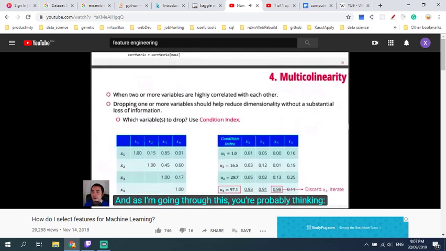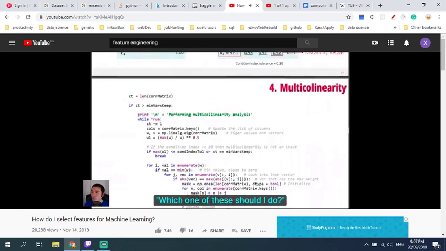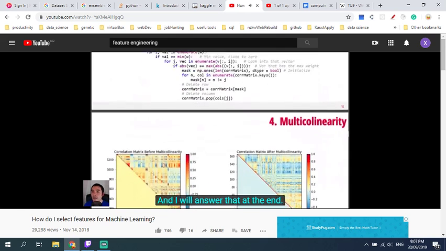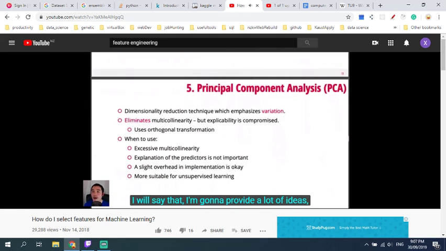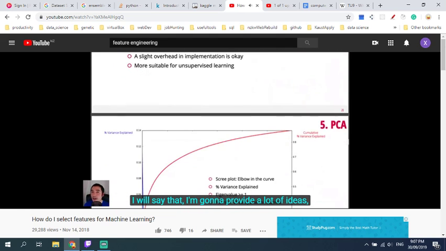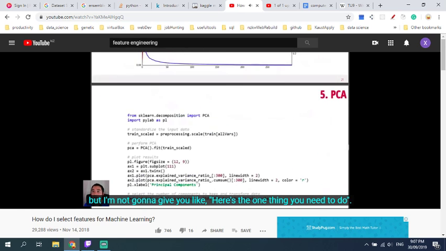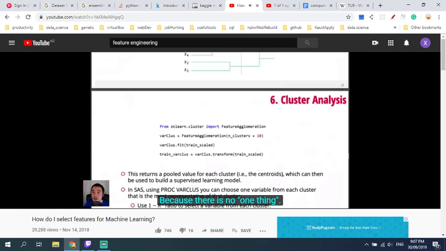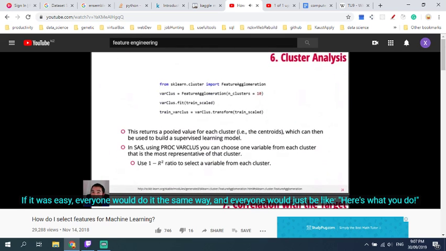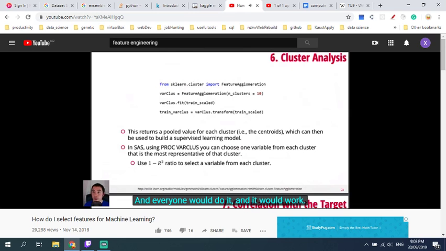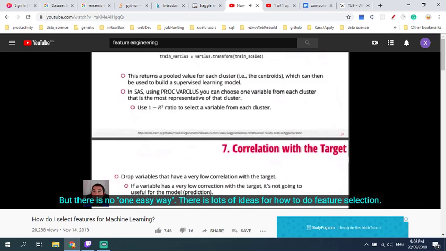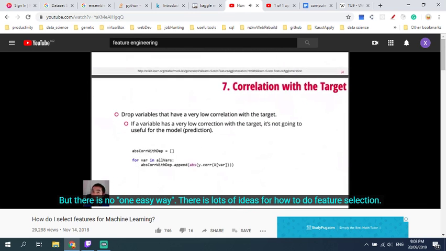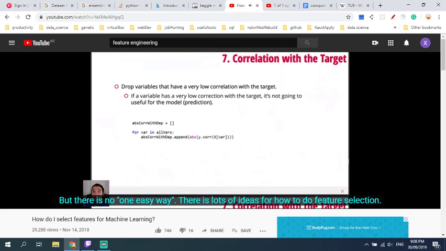And as I'm going through this, you're probably thinking, which ones of these should I do? And I will answer that at the end. I will say that I'm going to provide a lot of ideas, but I'm not going to give you like, here's the one thing you need to do, because there is no one thing. If it was easy, everyone would do it the same way and it would work. But there is no one easy way. There's lots of ideas for how to do feature selection.